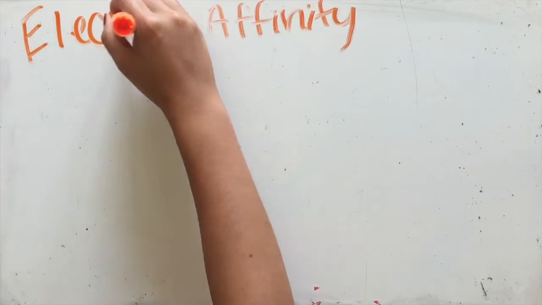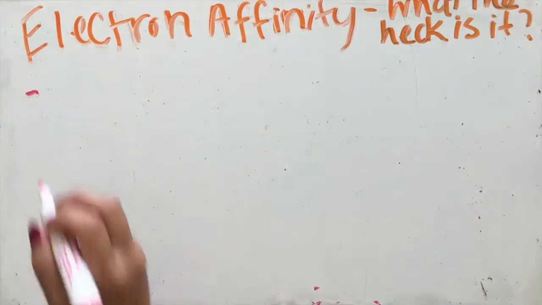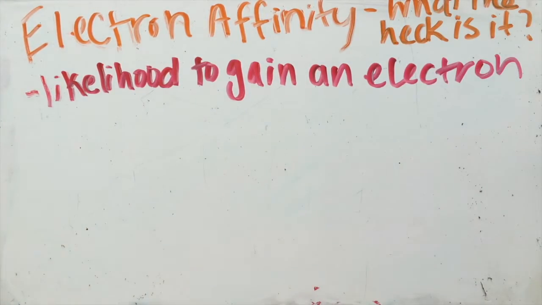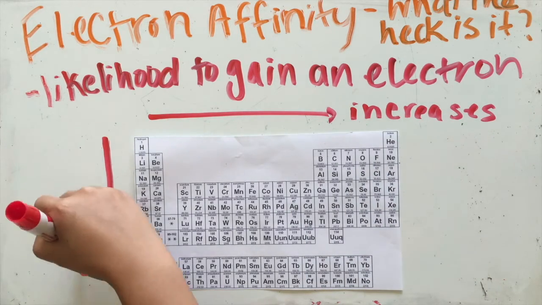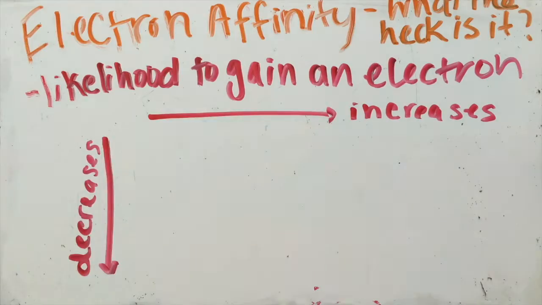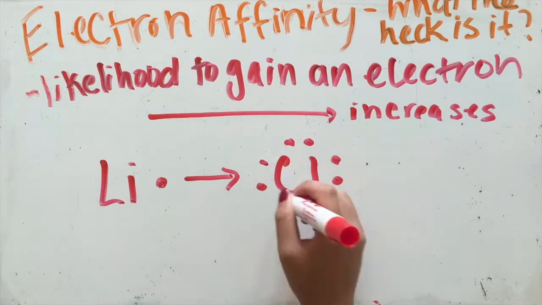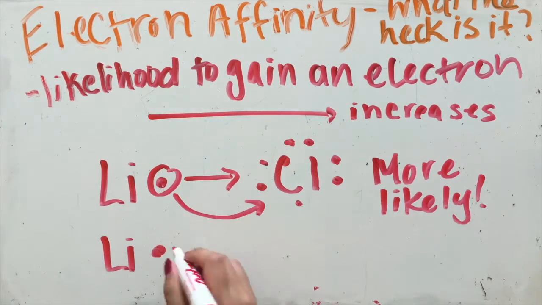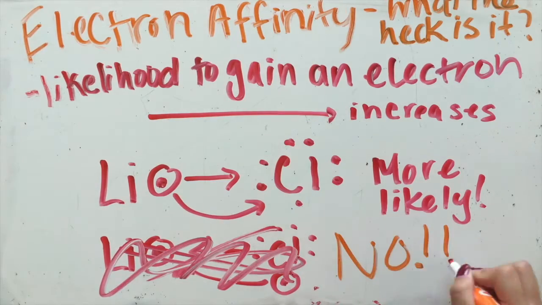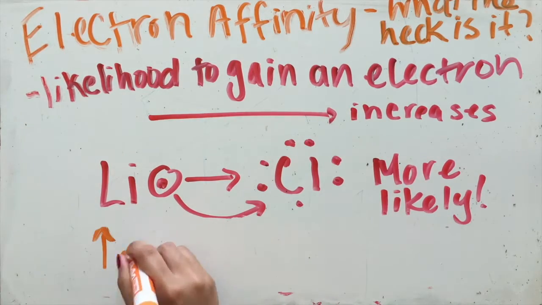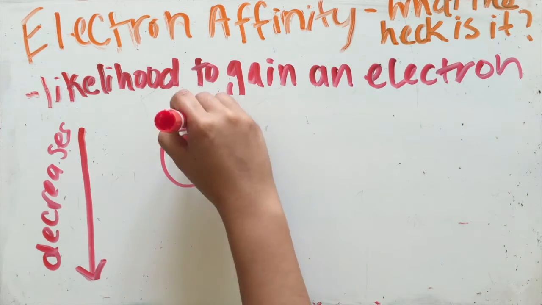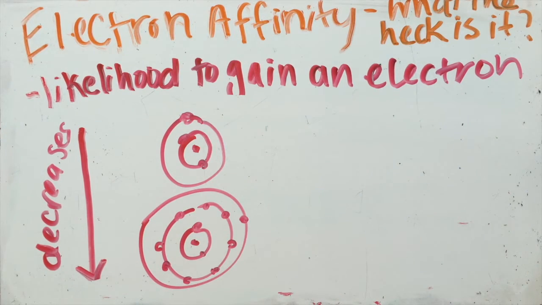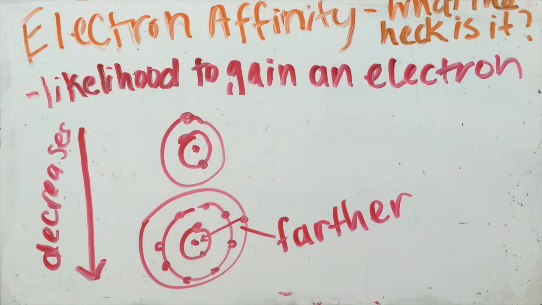Finally, let's discuss electron affinity. It is defined as the likelihood of gaining an electron. Electron affinity increases from left to right across periods and generally decreases down groups. This is because the fewer valence electrons an atom has, the less likely it will gain electrons. It'd rather give away an electron to become stable, not receive another electron. It decreases down a group because as you go down a group, the electrons are placed in a higher energy level far away from the nucleus, thus resulting in a decrease in its pull.